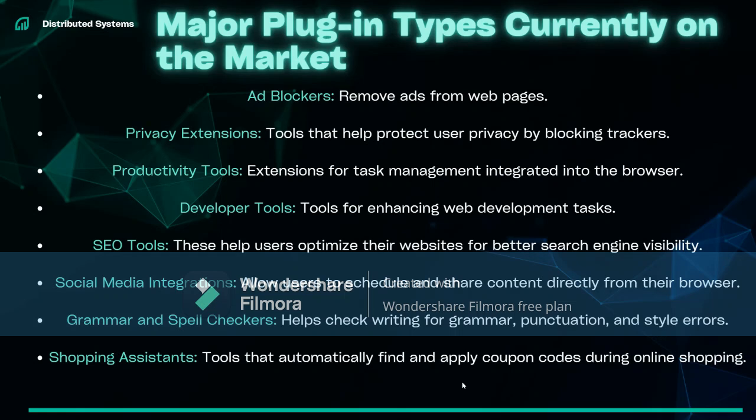So the major plugin types currently on the market are things like the ad blockers, like I said before, where they just remove the ads. We have privacy extensions, which help protect user privacy by blocking any trackers, also for cookies and things like that. We have productivity tools. Here, this helps a lot with task management, and it is integrated into the browser, which makes it very seamless, especially when you're searching on the web.